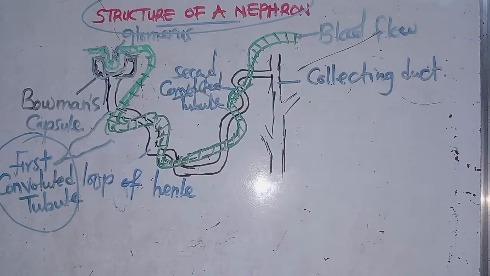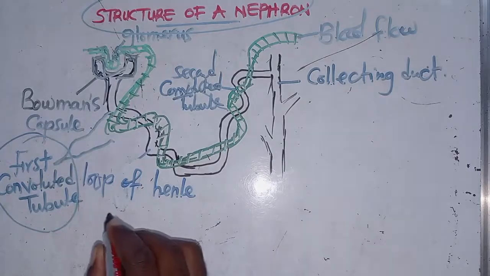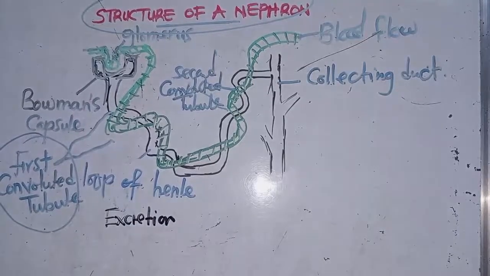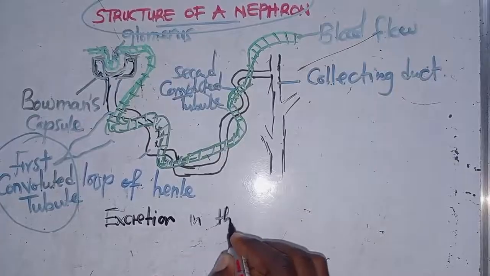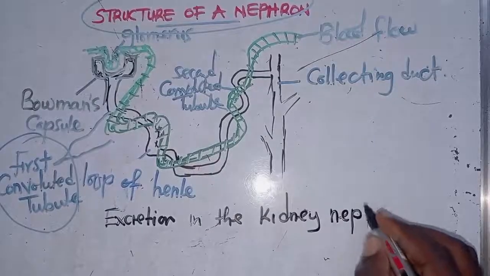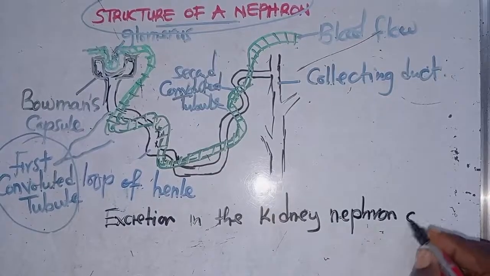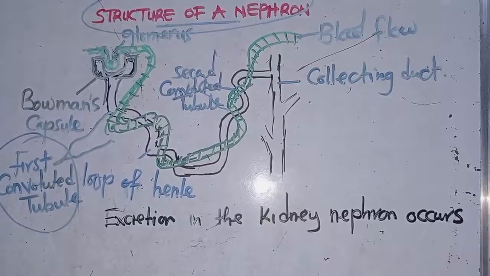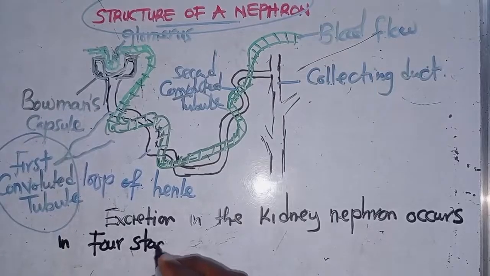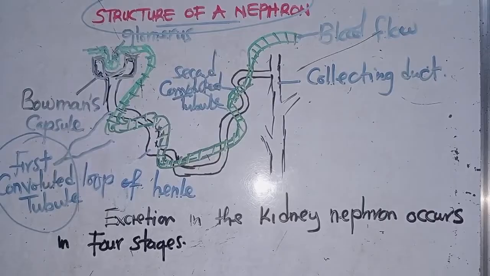Remember what I told you. Say the excretion in the kidney. This is called the kidney nephron. The excretion in the kidney nephron occurs in 4 stages. You need to make sure that you understand these 4 stages that I'm going to explain just here.